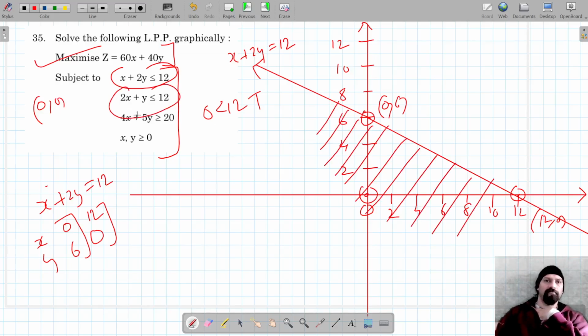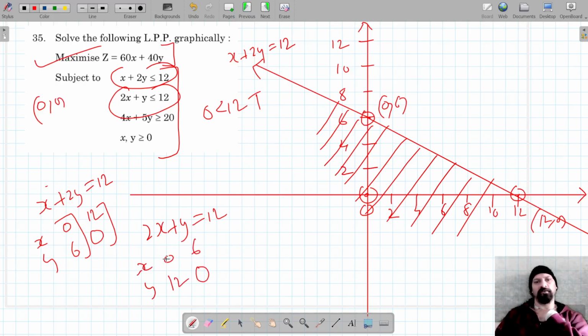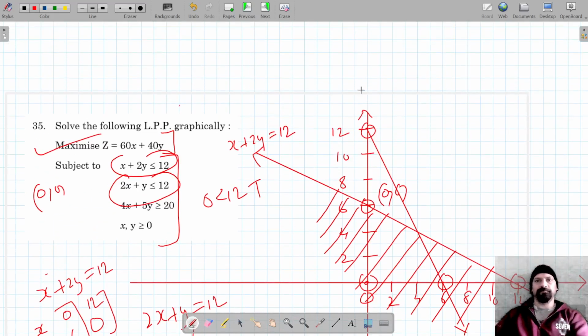And now let's plot the graph for 2x plus y is equal to 12. If I put x is equal to 0, it gives me y is equal to 12. And if I put y is equal to 0, it gives me x is equal to 6. So I have (0, 12) here and (6, 0) here. So let me join them. Join them and I will have this.